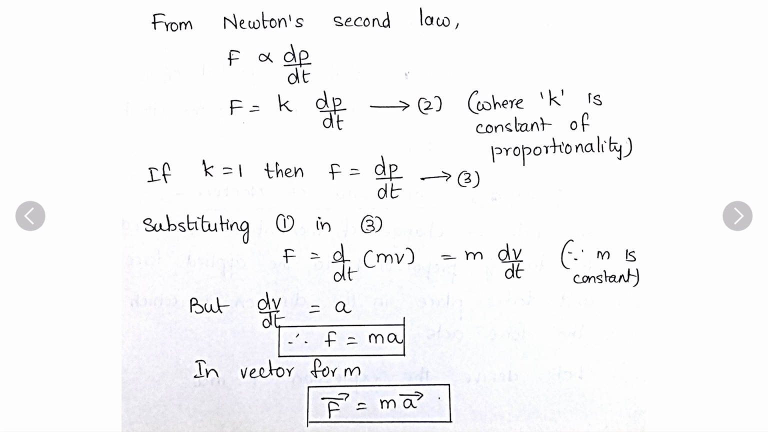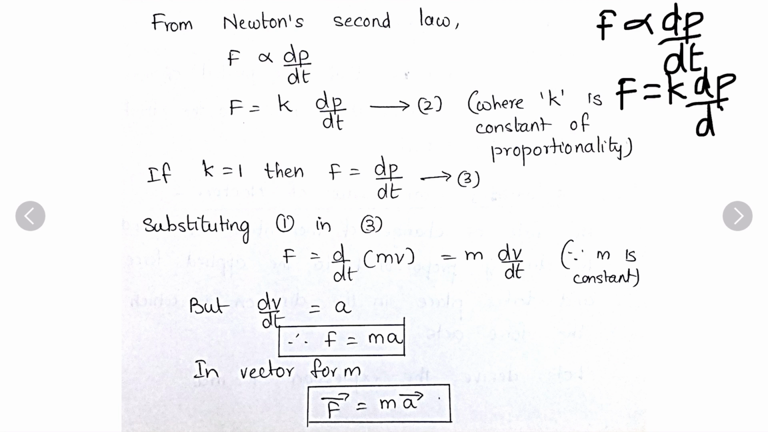Simple derivation, yes or no? So let me tell you once again. According to Newton's second law, F is proportional to the rate of change of momentum. Then F is equal to some constant into dp by dt. If that constant k is equal to 1, F is equal to dp by dt.